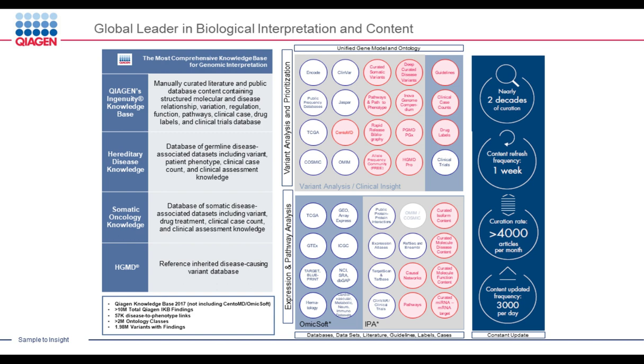So our QIAGEN Knowledge-base is manually curated with a team of experts to look at structured molecular data as well as disease and phenotype information, as well as clinical data, drug information, clinical trials data. We break our knowledge base into 2 sort of silos. There's hereditary disease and somatic, and then we also have our proprietary HGMD database.